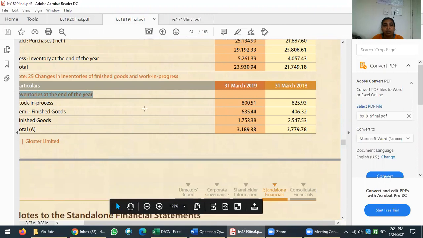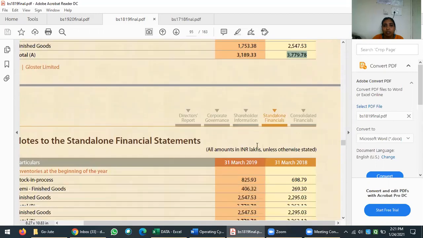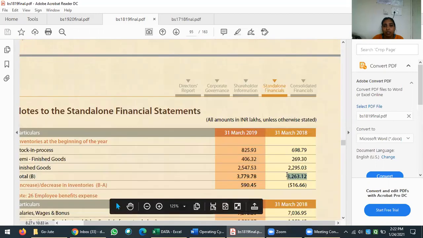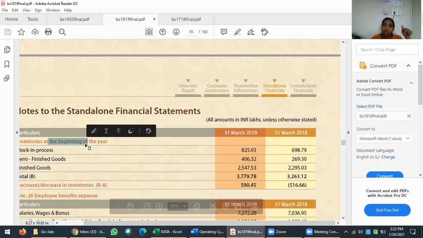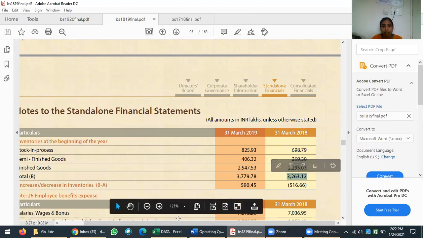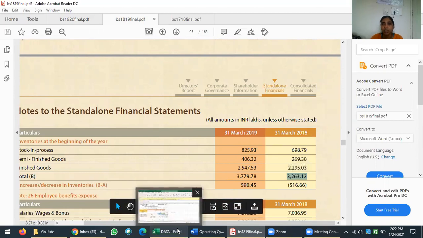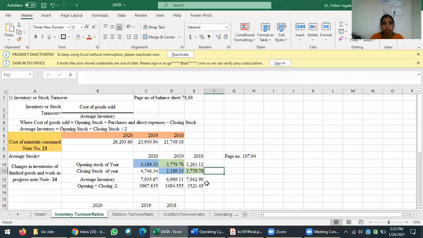Because here at the end, this is an opening, and this is a closing of 2018, and here you will see the opening of 2017. 2018 beginning means 2017 closing. Understood? Now this is copying 3,263.12. So I am copying the same here. Done? Everything is done now?